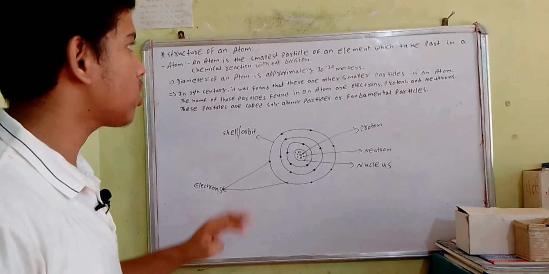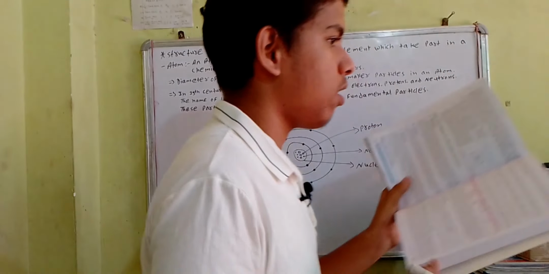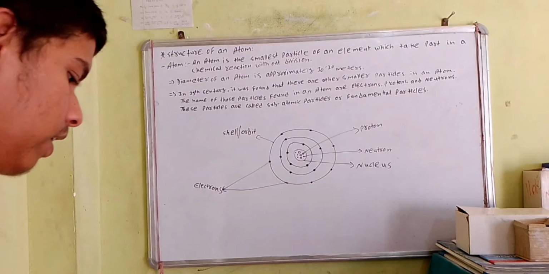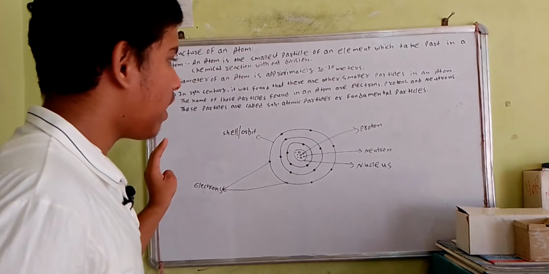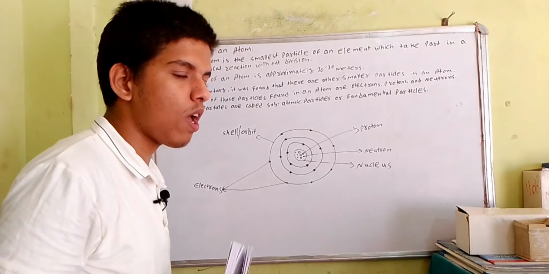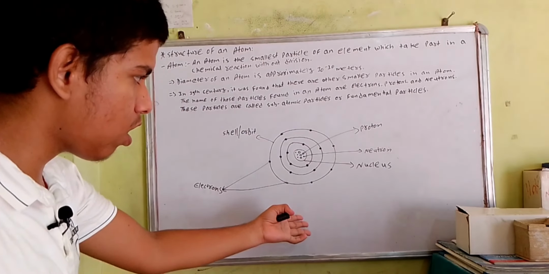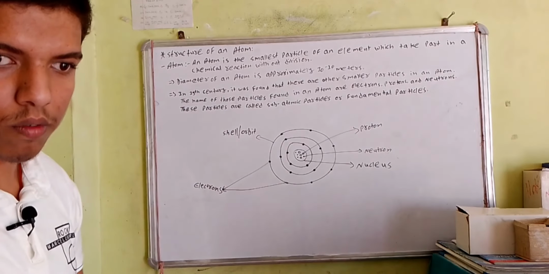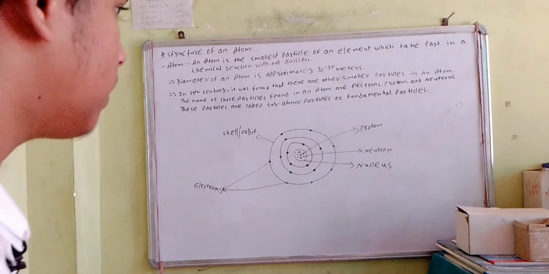So we have already talked about the structure of an atom in our previous video, and still there is something we need to talk about. There is a little bit left in this topic, the structure of an atom. So today in this video we are going to cover what is left. We are going to basically see the structure of an atom. This is the real structure of an atom, and you can see it over here. And today we are going to discuss this in detail.